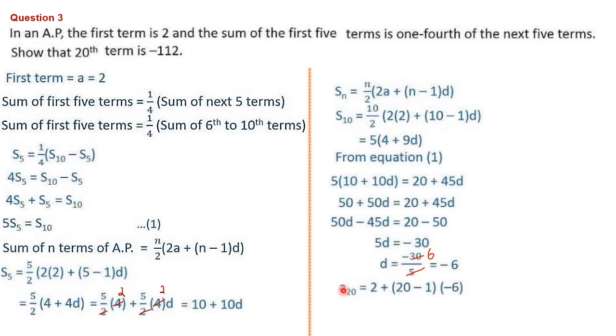Means A20 we have to calculate. A20 is equal to a plus n minus 1 into d, or else a plus 19d directly we can put. Whichever is convenient, that way you can put. So here a plus n minus 1, that is 20 minus 1, into d. d is minus 6. That is 2 plus 19 into minus 6. When we calculate, you will be getting minus 112. This is what we have to prove.